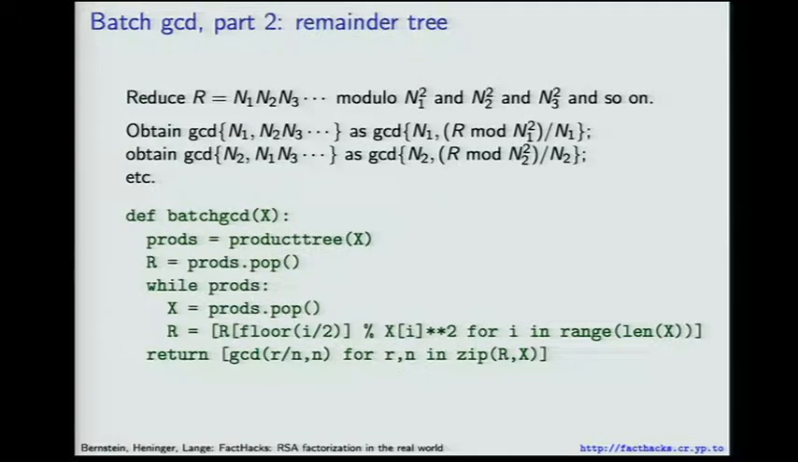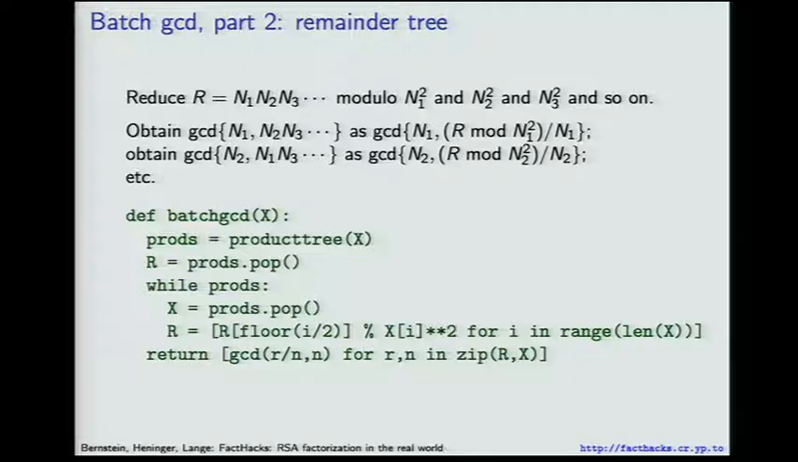And then the last step of the algorithm is going down the tree, building a remainder tree. So what's happening here to figure out the greatest common divisor of N1 with the product of all the other keys? The idea is to take this product, which is called big R on this slide, the product of all the keys, and then divide that by N1 squared and take the remainder, so R mod N1 squared, divide by N1. And then compute the greatest common divisor of N1 with that. And the amazing fact is that's exactly the greatest common divisor we're looking for.